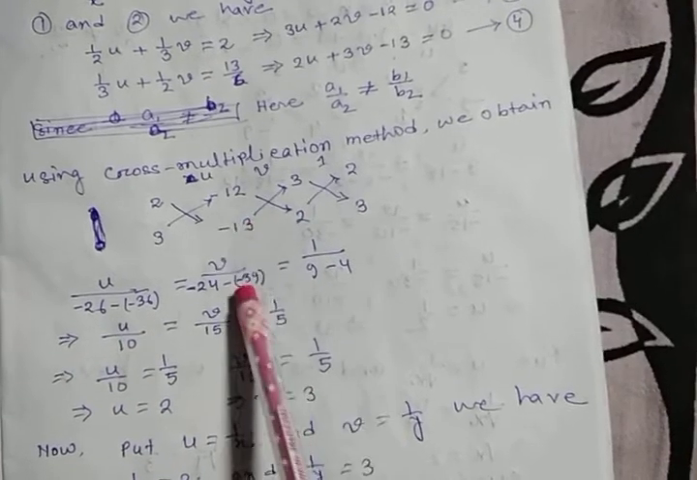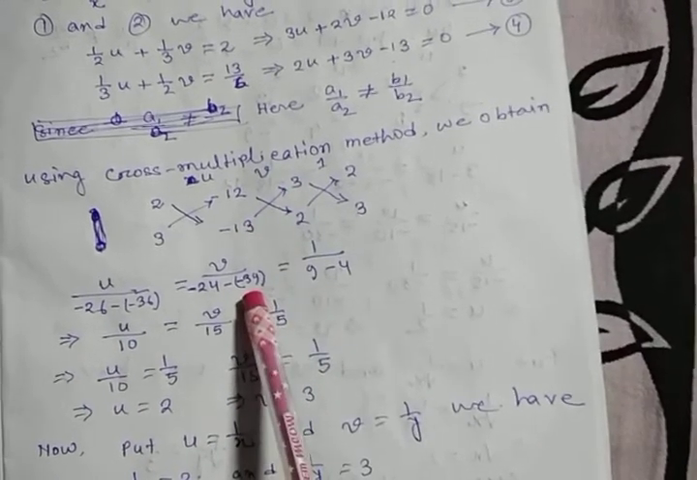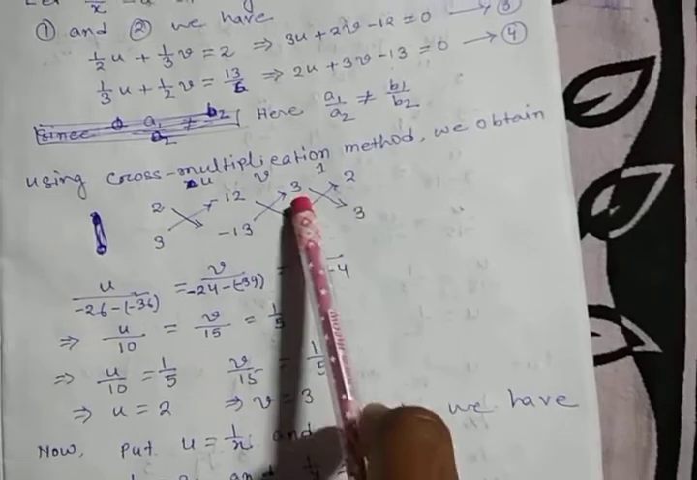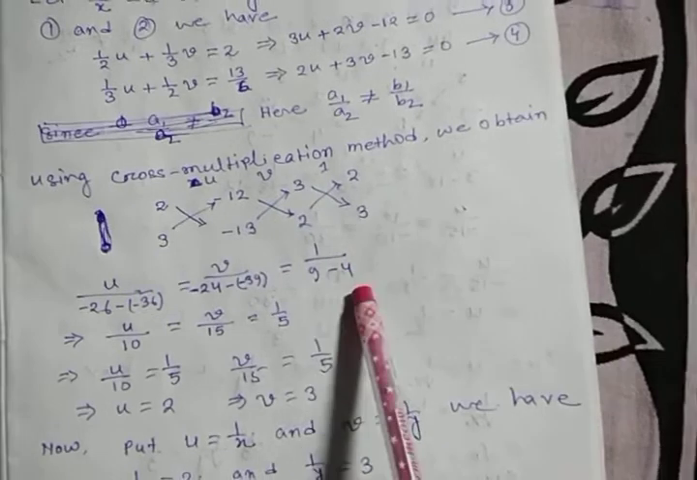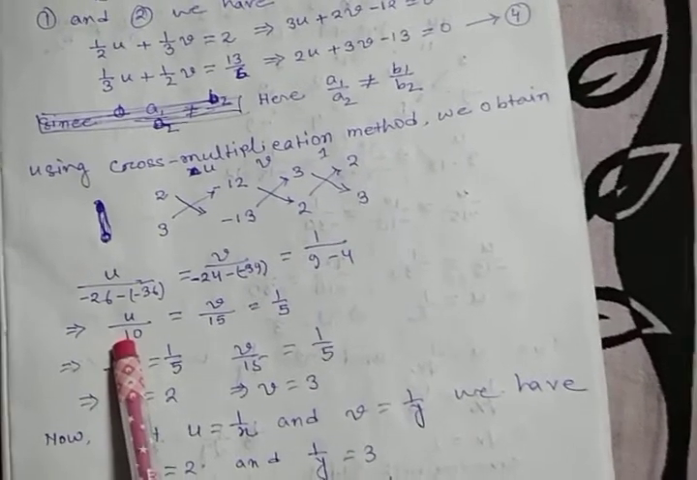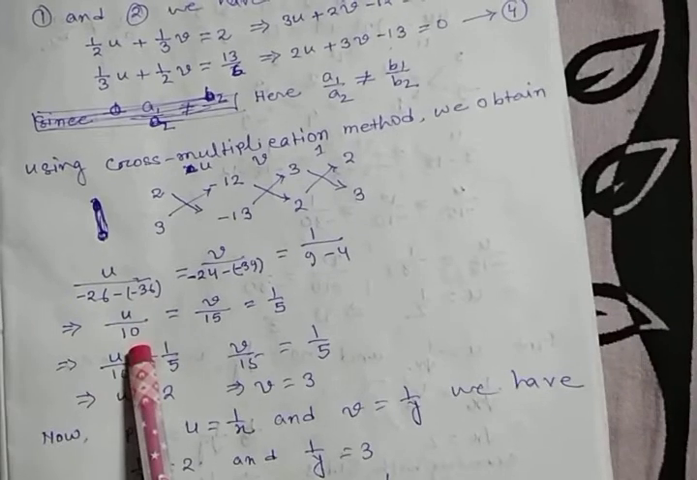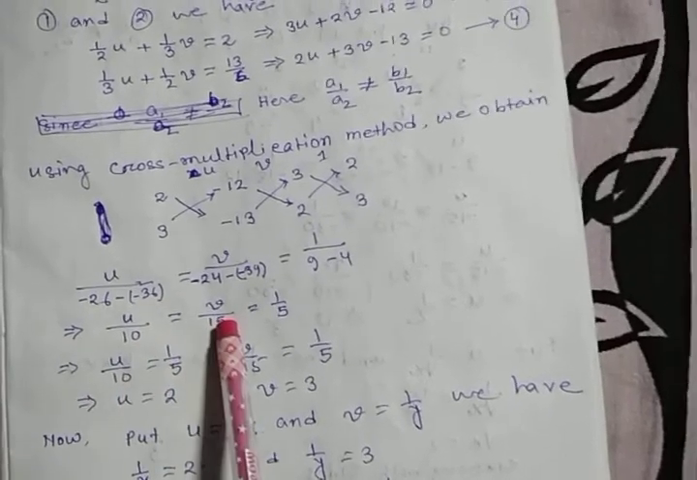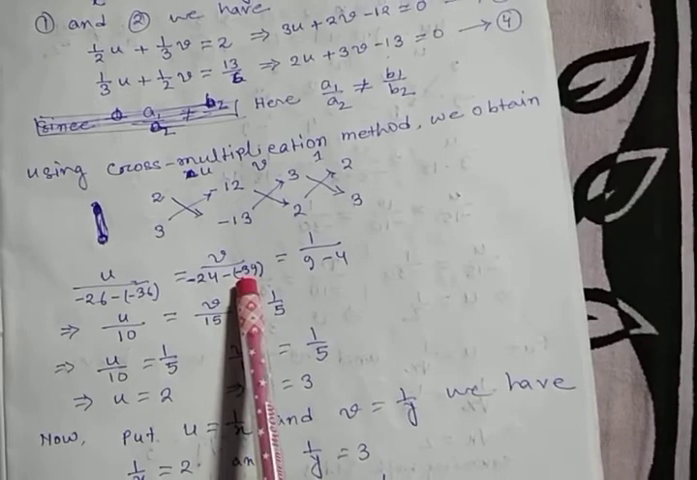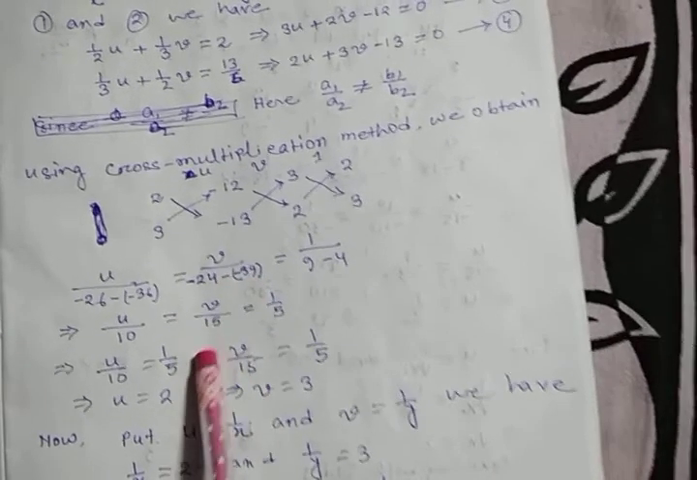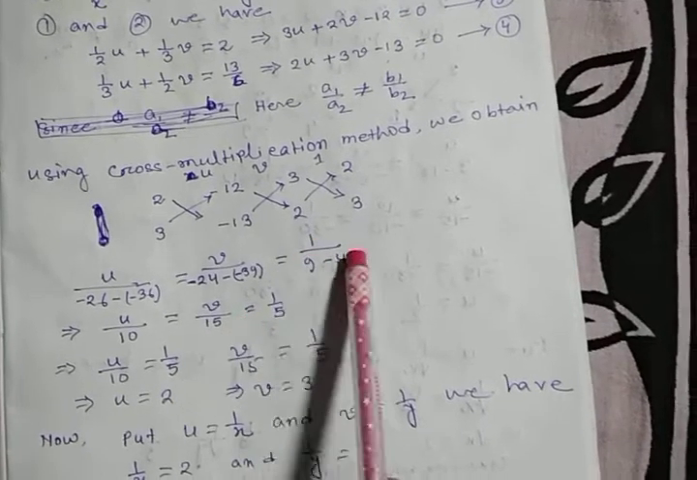Then minus 13 into 3, so minus 39. Then it is equal to 3 into 3, so 9, minus 2 into 2, so 4. So it becomes minus 26 plus 36; after subtracting, it becomes 10. And here minus 24 plus 39; after calculation it becomes plus 15. And 9 minus 4 means 5.